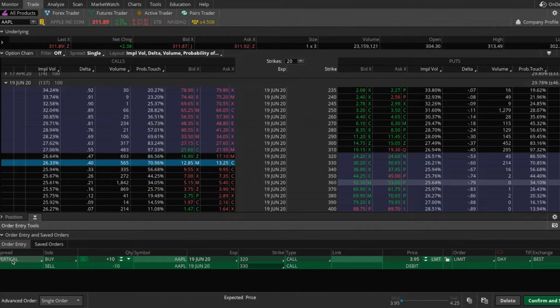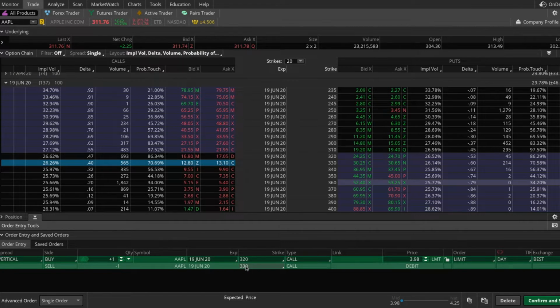Okay, so here's what the trade looks like. It's called a vertical because we bought one, we sold one. And we're not going to do 10 contracts. 10 contracts represents 1,000 shares because options are traded in 100 lot increments. So we're going to drop that down to one option or 100 shares. We're going to buy 100 shares that we have the right to call at 320, and we're going to sell 100 shares that somebody has the right to call from us at 330.